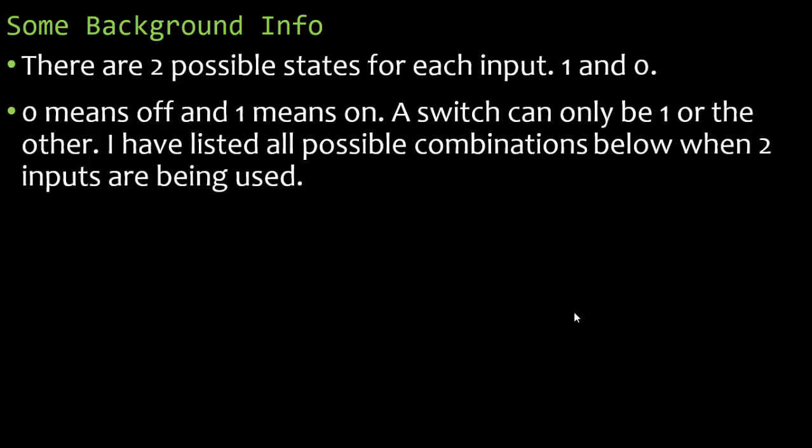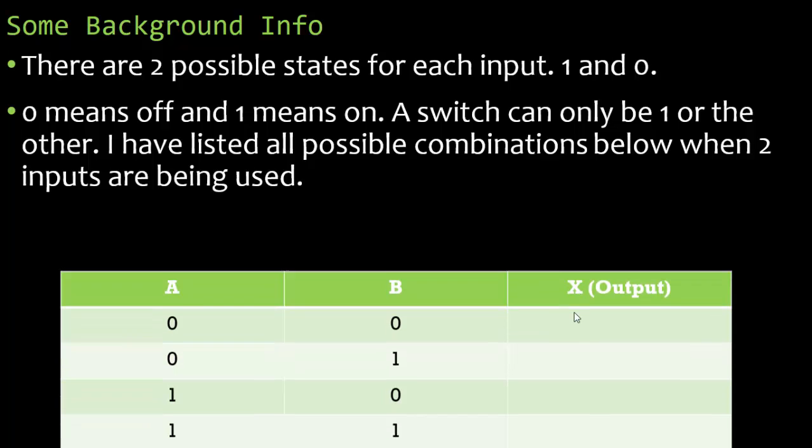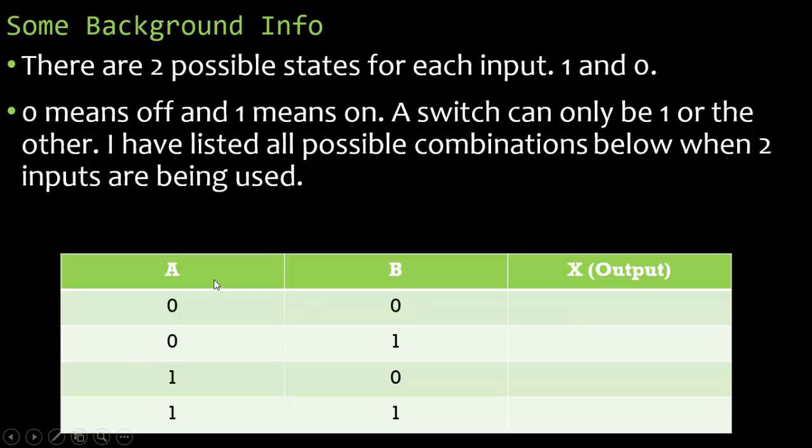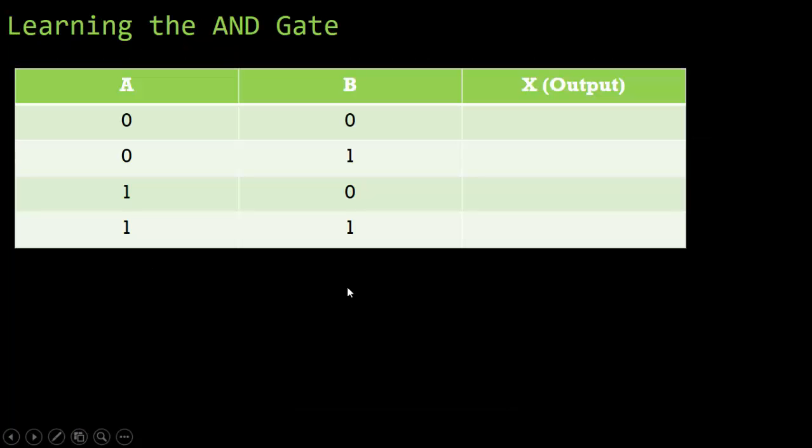Now, I have listed all possible combinations below when two inputs are being used. So we have input A, input B. A is 0, 0, 1, 1. B is 0, 1, 0, 1. These are all the possible combinations, and there's a pattern here: 2 zeros, 2 ones, 0, 1, 0, 1. In the next video we'll talk about 3 inputs. But these are all of the possible combinations there can be when there are two inputs. All right, so let's learn the AND gate first.